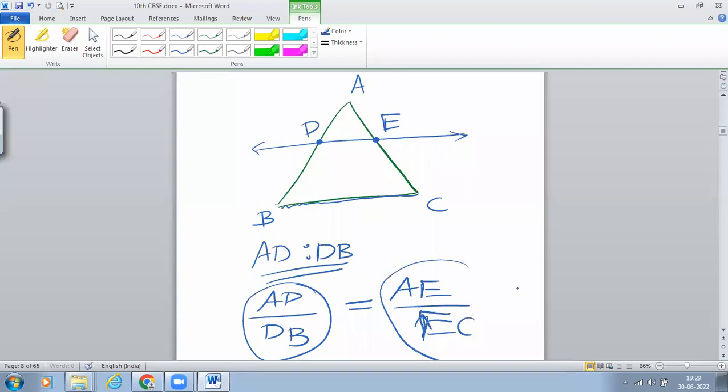So these two ratios are equal. That is what we have to prove. Are you able to understand the statement now?